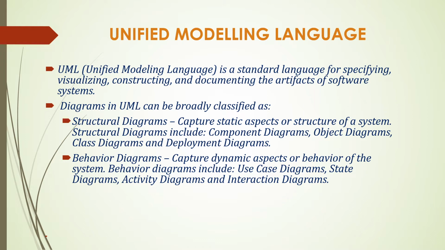It is a language used for visualizing the software system, and there are two types of UML diagram broadly. First is the structural diagram, the other one is the behavior diagram. The structural diagram captures the static aspects or the structure of a system, and it includes component diagram, object diagram, class diagram, and deployment diagram. There are other diagrams as well, which we can see in the next slide.